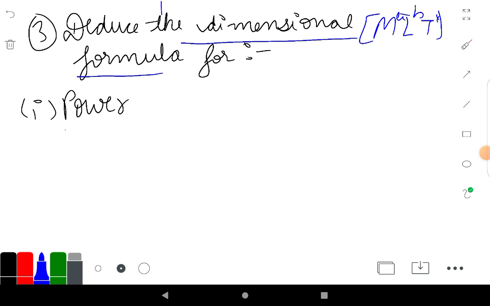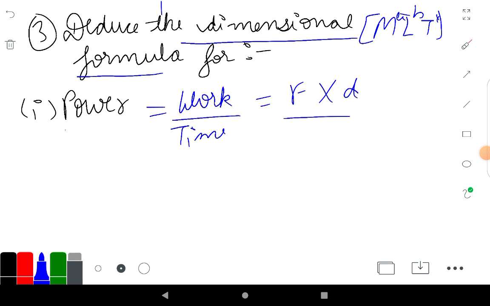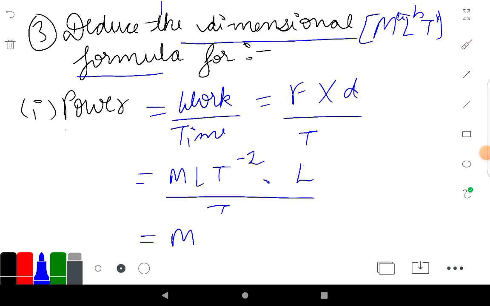First we have to find it for power. Power we already know is work upon time. Work can be written as force into distance, upon time. Force we know is M L T to the power minus 2. We have already done this in one of the videos. Into distance, which is L, upon time, which is T. Solving, we get M to the power 1, L to the power 2 and T to the power minus 3. So this is the dimensional formula for power.